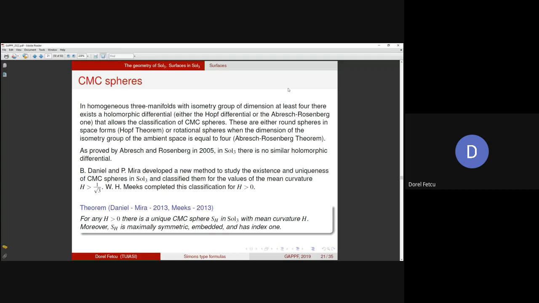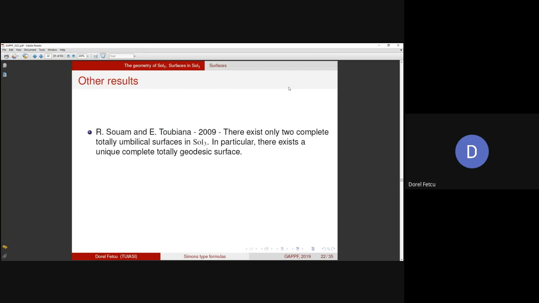Moreover, this CMC sphere is maximally symmetric, embedded, and has index 1. Other results concerning surfaces in Sol include this theorem by Suam and Tubiana, obtained in 2009, that says that there exist only 2 complete totally umbilical surfaces in Sol, and this shows that in particular there is only one complete totally geodesic surface.